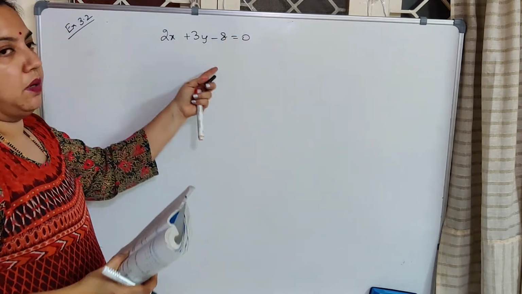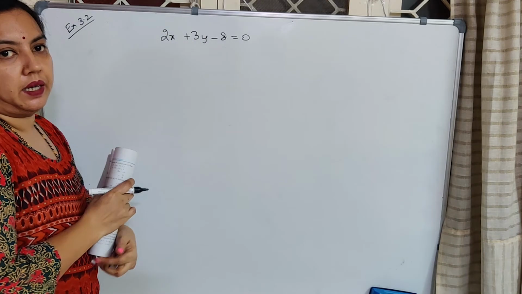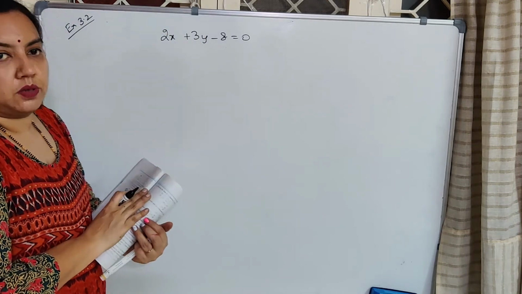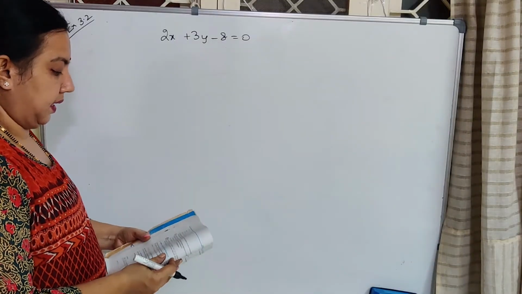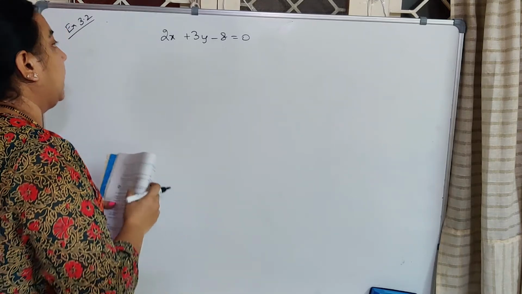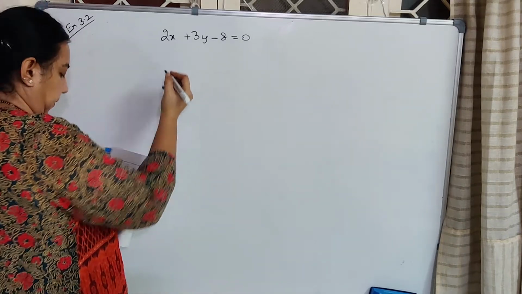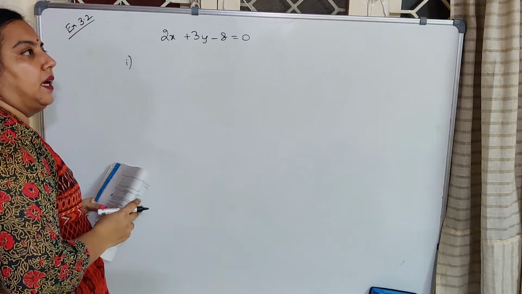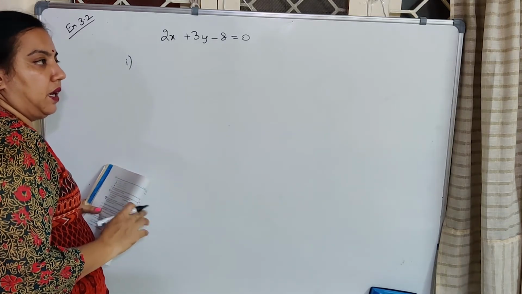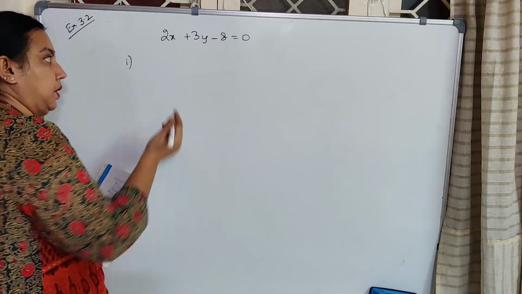So they have given a1, b1 and c1. We have to make a2, b2, c2 accordingly, so that we will get intersecting lines, parallel lines and coincident lines. Now let us make first intersecting lines. To get an intersecting line, a1 by a2 should not be equal to b1 by b2, right?